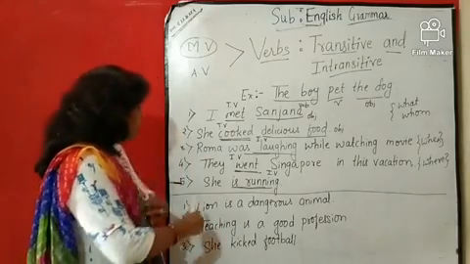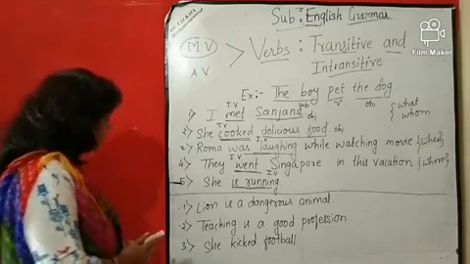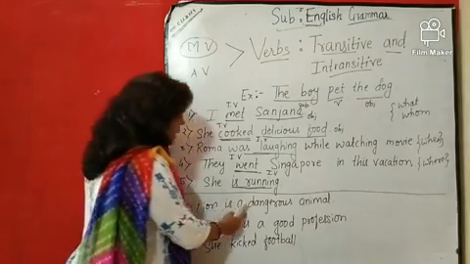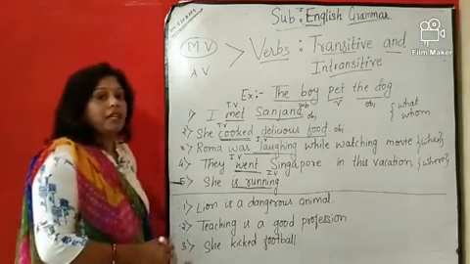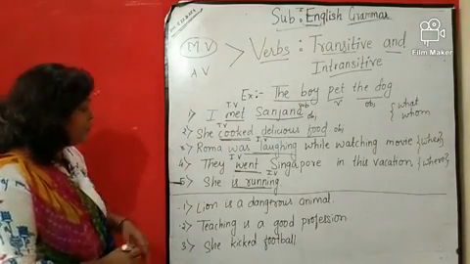Okay. Now some further examples are given over here. Look at this one. Lion is a dangerous animal. Now in this sentence, lion is a dangerous animal.